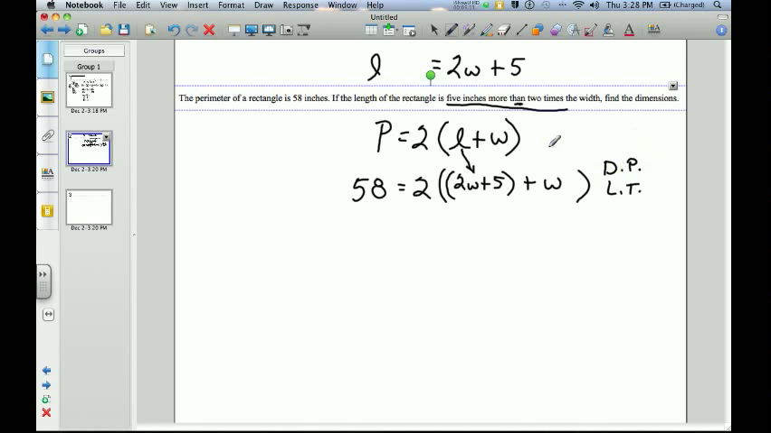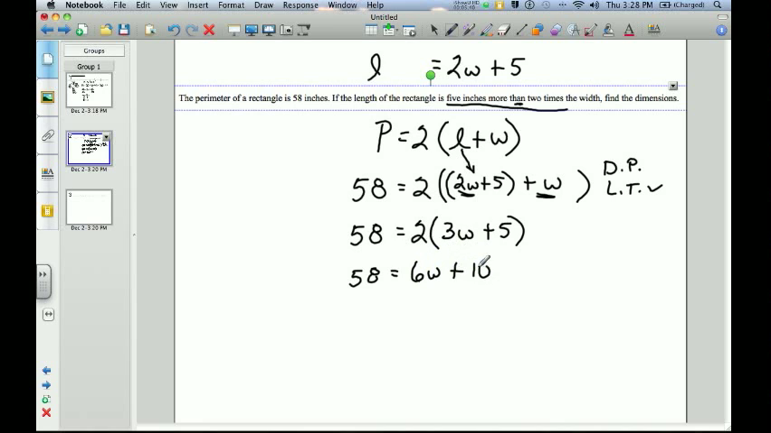You can take care of like terms first. I'm going to take care of like terms to just shrink it down a little bit. So we have 58 equals, I'm going to bring my 2. My like terms here are 2w and 1w, which gives me 3w plus our 5. So that takes care of our like terms. My second step is I'm going to distribute. So I have 58 equals 2 times 3 is 6w, 2 times 5 is 10.